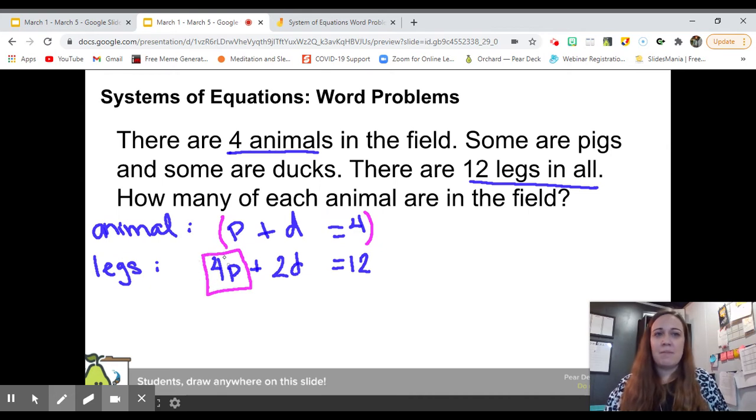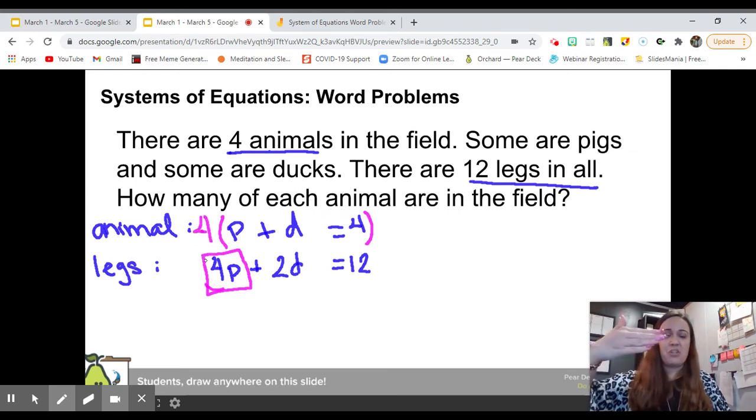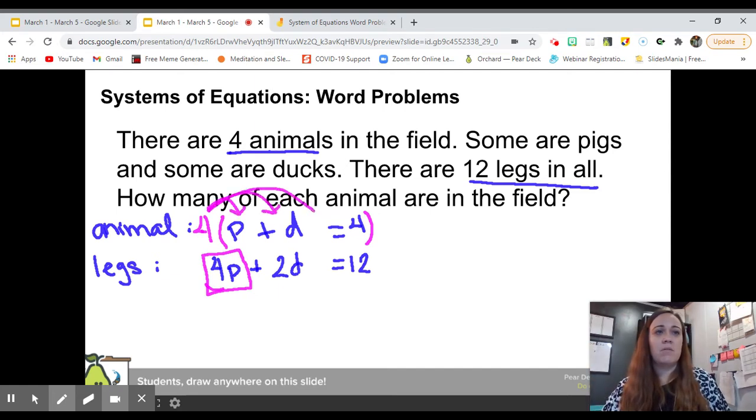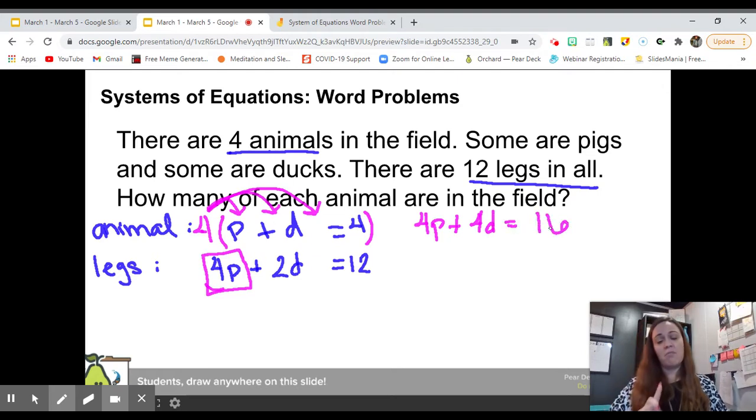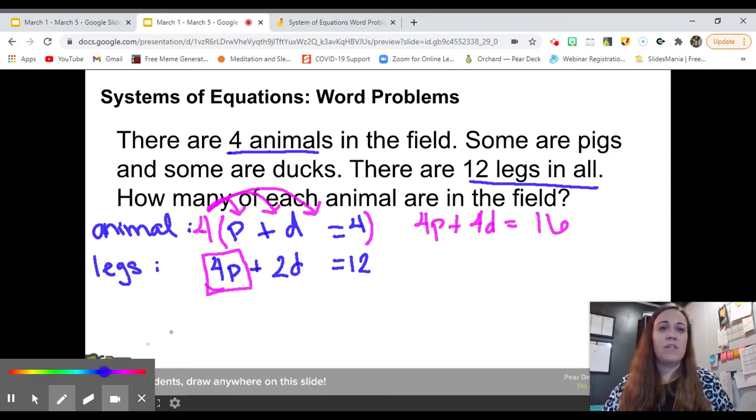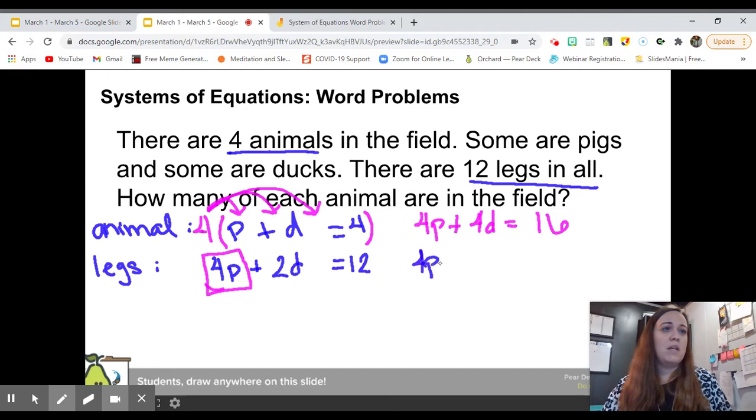And if I need to eliminate this, I need to look at the coefficient in front of that variable, which is the number. The number is 4. So I want 4P to also be on the other equation so I can eliminate that. Now we're going to use the distributive property. So that becomes 4P plus 4D is equal to 16. Do not forget to multiply by that last number as well. Okay, then everything stays the same on the second equation: 4P plus 2D is equal to 12.